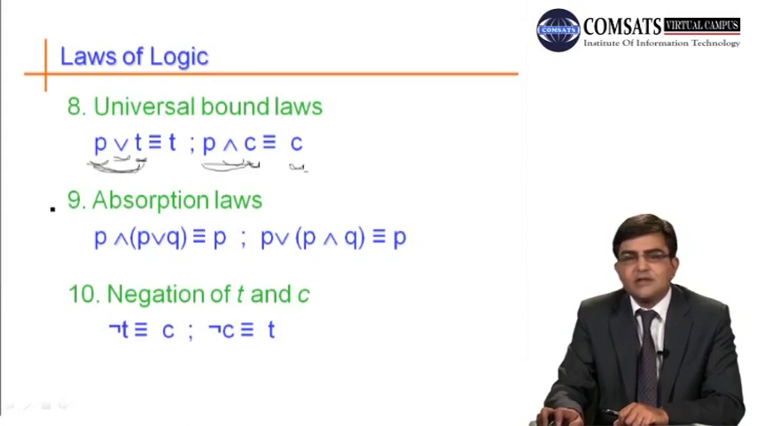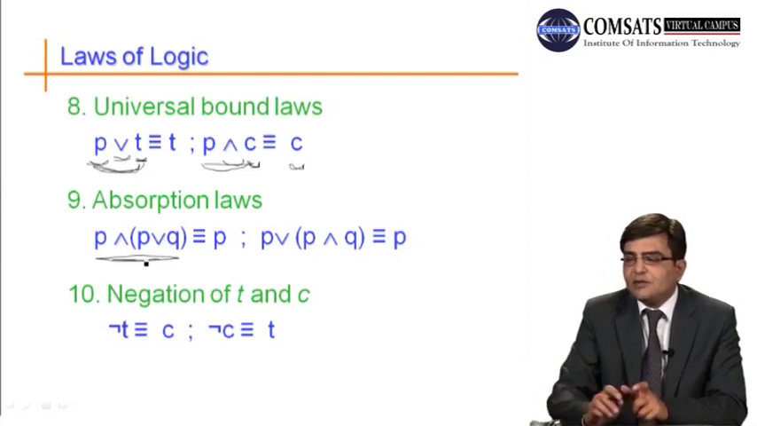The next law is the absorption law. The absorption law is basically a special case of the distribution law. The first law is P and P or Q is logically equivalent to P. We can prove this logical equivalence using a truth table. For example, I told you that this law is a special case of the distributive law.